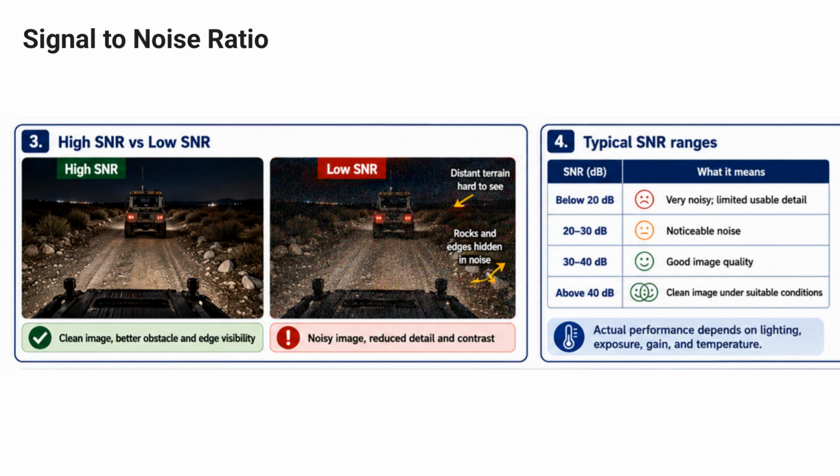Below 20 dB is usually very noisy. Between 20 and 30 dB, noise remains noticeable. Around 30 to 40 dB generally provides good image quality, while values above 40 dB can produce a clean image under suitable conditions. For UGVs, higher SNR improves obstacle detection, terrain visibility, and reliable navigation.